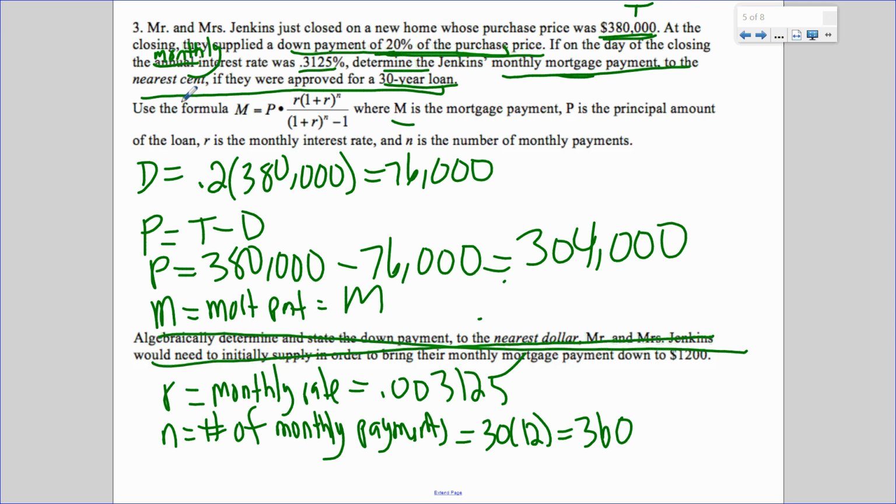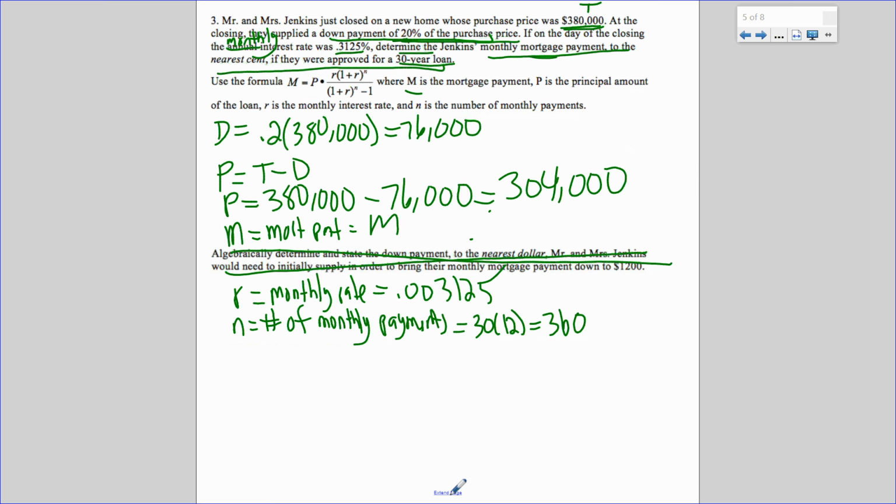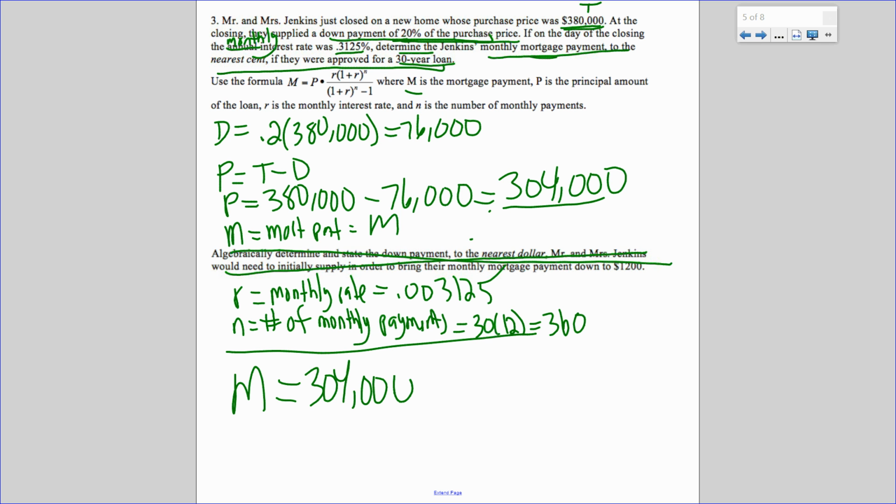And now I'm going to try and find some space to actually do this. So M equals, that's great. This means I'm going to be able to put the whole thing into the calculator. P, we found, was 304,000. Again, we did some work at the beginning to find that. The down payment, again, was 20%. So I found 20%, and I subtracted that from the total.